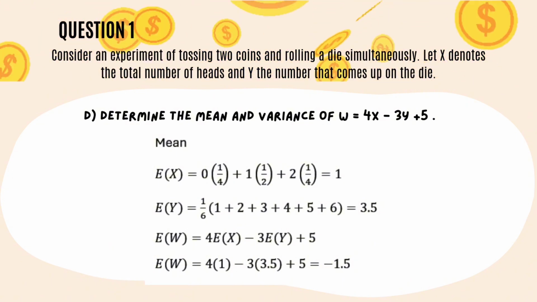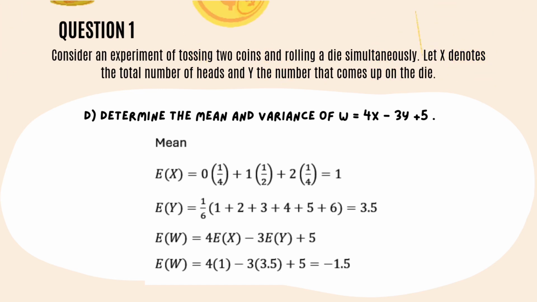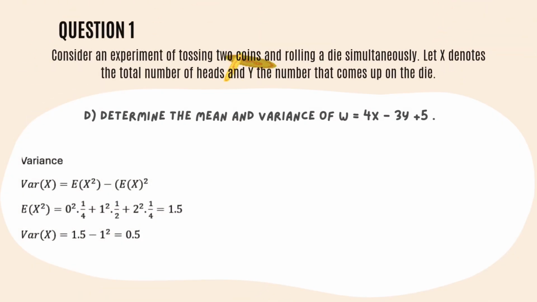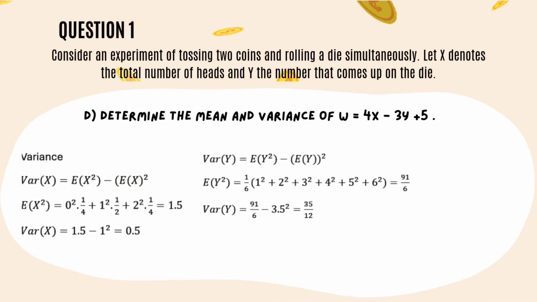is equal to 3.5. Next, EW is equal to 4EX minus 3EY plus 5. So we are going to substitute EX and EY. So we get 4 multiplied by 1 minus 3 multiplied by 3.5 plus 5, which is equal to negative 1/5. Okay, next we are going to find the variance.